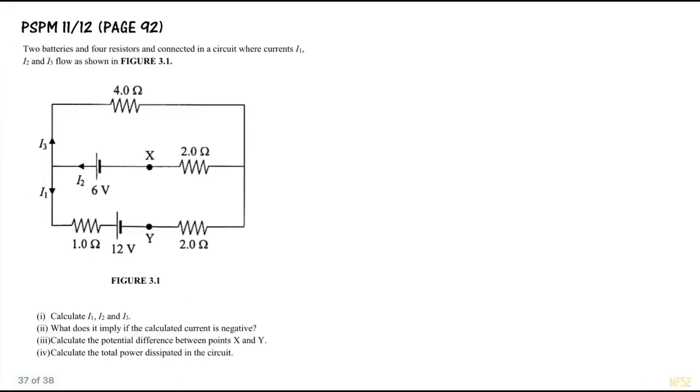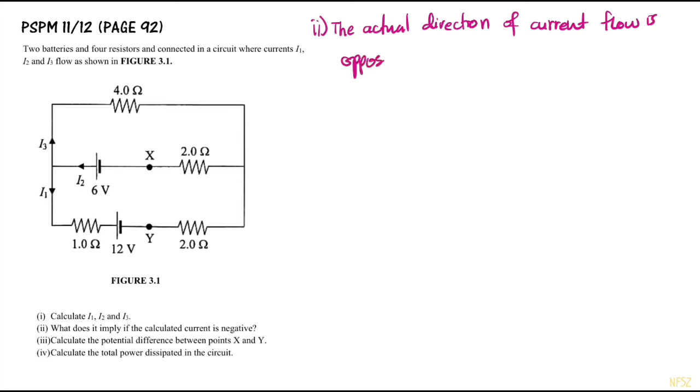Okay, kita tengok yang B pula. Nombor 2, what does it imply if the calculated current is negative? Implies that the actual direction of current flow is opposite to the assumption direction.